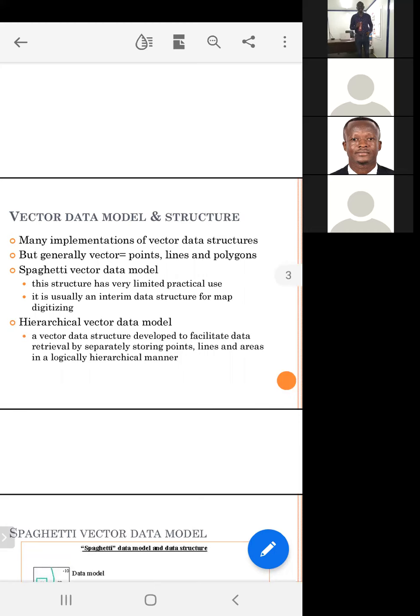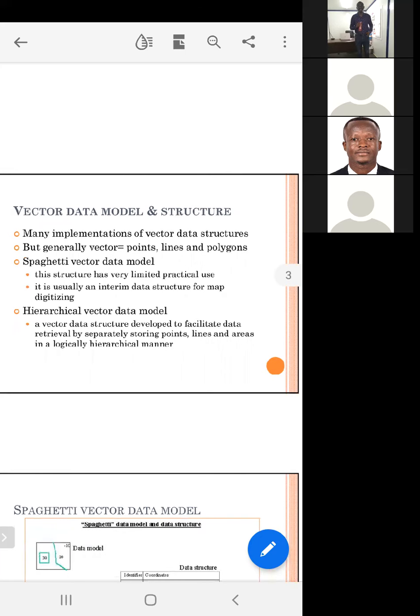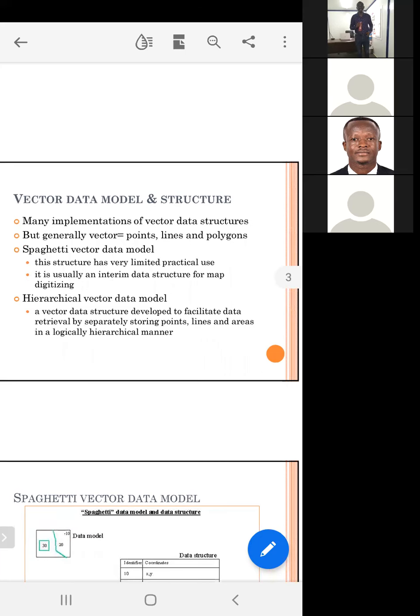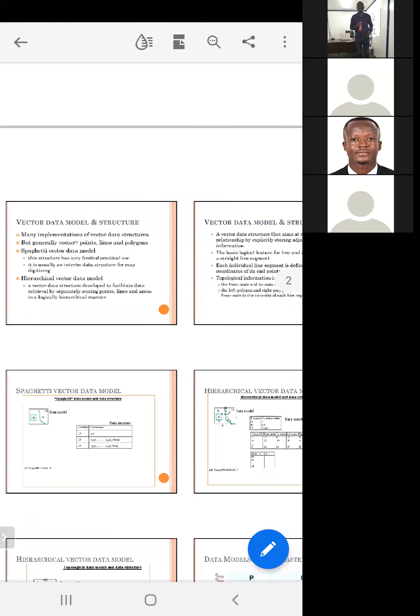You can have the hierarchical vector data model, and that allows you to structure data in a hierarchical manner, a parent-child relationship. So there's a whole lot of inheritance and those concepts also work. But just put it in your mind that we have variants, different implementations of the vector data model. At the end of the day, it's points, lines, and polygons, basically.